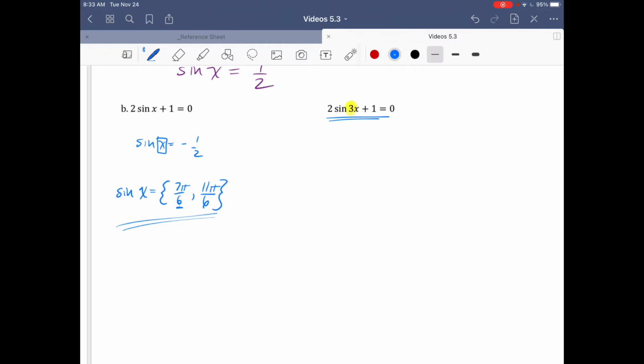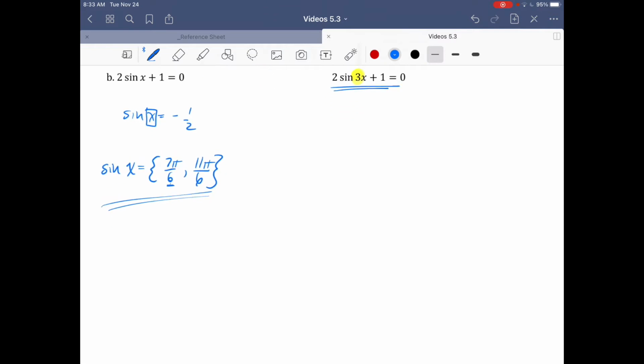That's a little bit different in this case. So what's going to happen is the algebra is identical insofar as getting to this stage. Equals -1/2. In fact, the next stage is the same as well. But instead of saying x equals 7 pi over 6 and 11 pi over 6, we're going to say that 3x equals those values, because this, again, is the entirety of the angle, just like this was. All right?